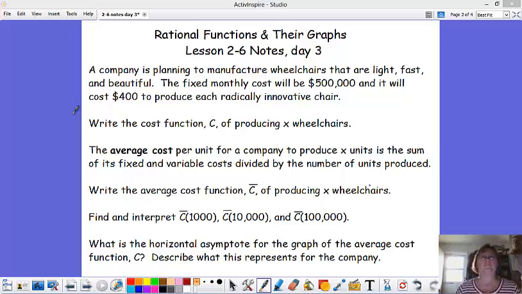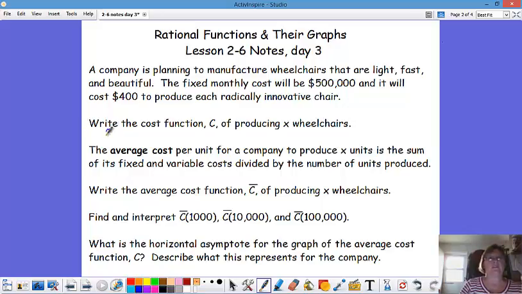So, a company is planning to manufacture wheelchairs that are light, fast, and beautiful, which would be a good thing. The fixed monthly cost will be $500,000, and it will cost $400 to produce each radically innovative chair. Write the cost function of producing x wheelchairs. So if you think about this, it's asking us to write an expression for the total cost involved.